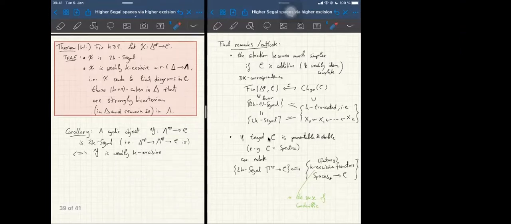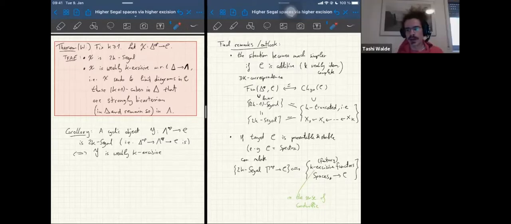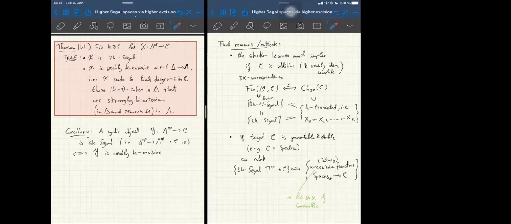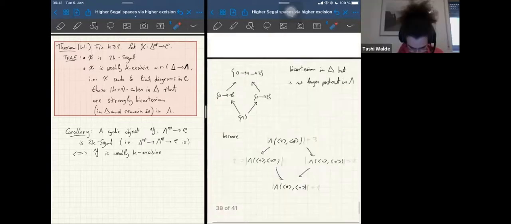I have just a question about the term bicartesian. So you said that you can construct these bicartesian squares in delta by taking iterative push outs. Is this correct? Okay, so a square is called bicartesian just if it's... No, a cube. So if you have a cube, then you can construct it as an iterated push out. Yeah, let me scroll back to this.